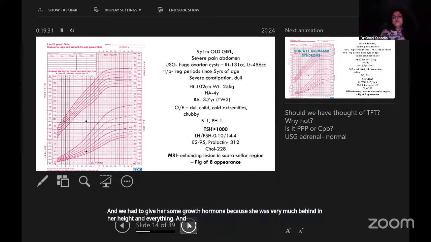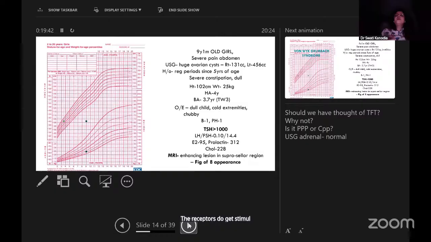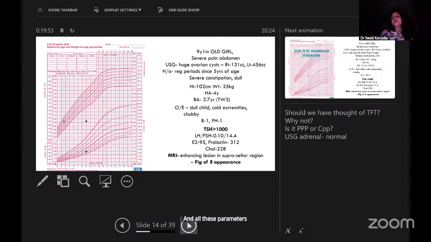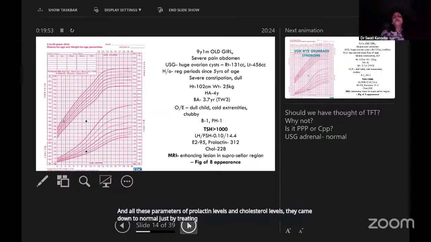And these children, what the problem is that because they had shown some signs of puberty because of the high TSH levels, the receptors do get stimulated. And so they do have chances of going into puberty early. Because of which we sometimes have to stop their puberty for some time to give them time to grow. And all these parameters, the prolactin levels and the cholesterol levels, came down to normal just by treating hypothyroidism.